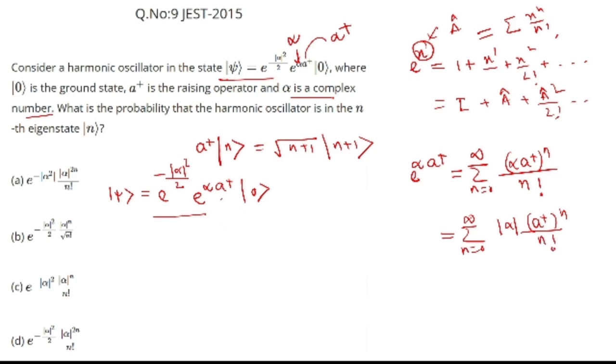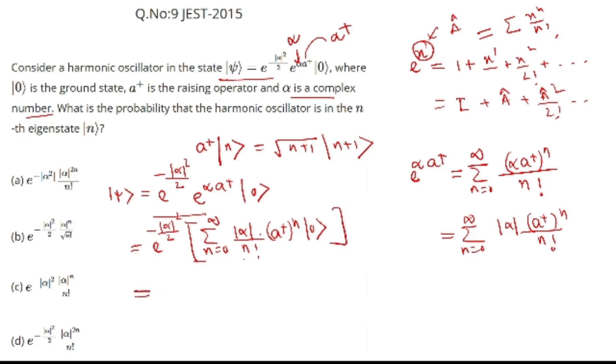Now whenever we operate A dagger on the 0 state, this is the term minus mod alpha square by 2, and if we break this term, that is the summation n equals 0 to infinity, mod of alpha to the power n, then n factorial in the denominator, A dagger to the power n operating on 0. So what will be the answer?